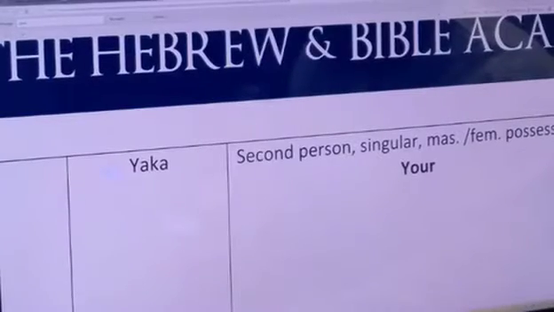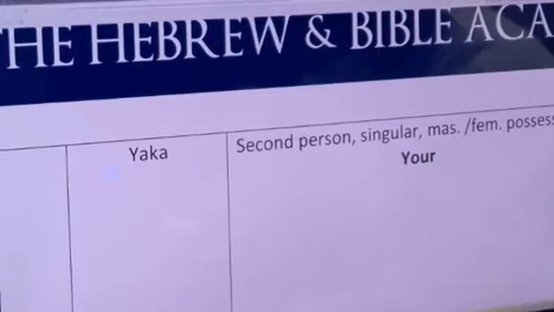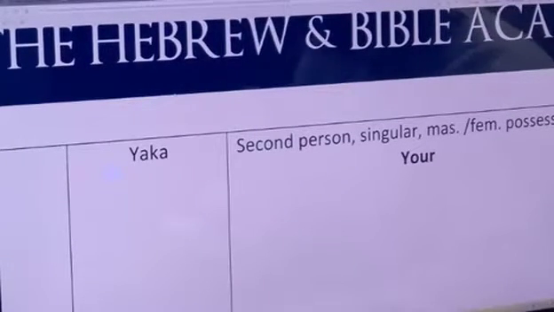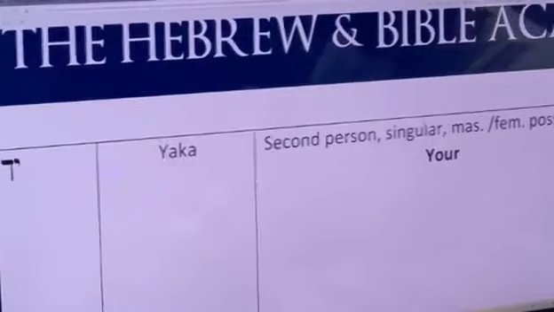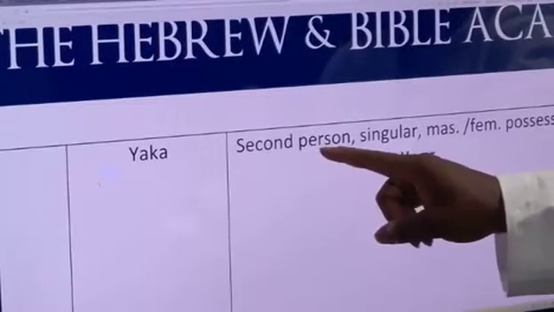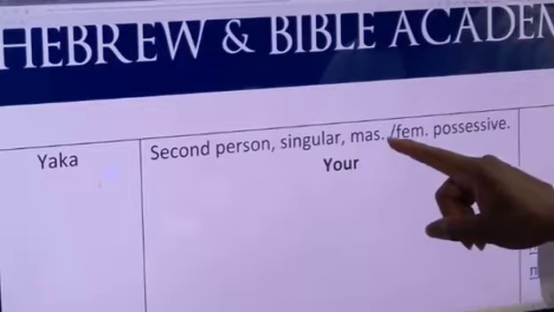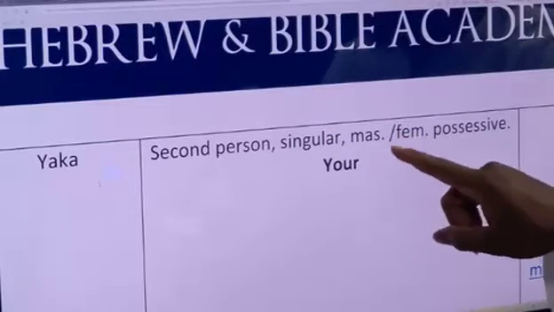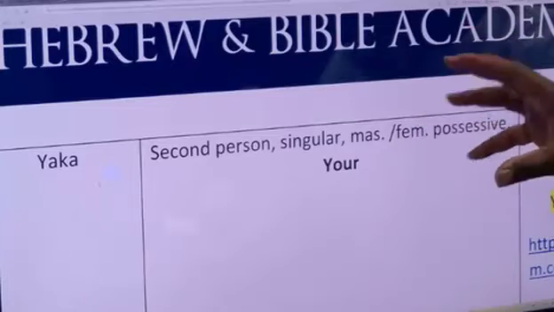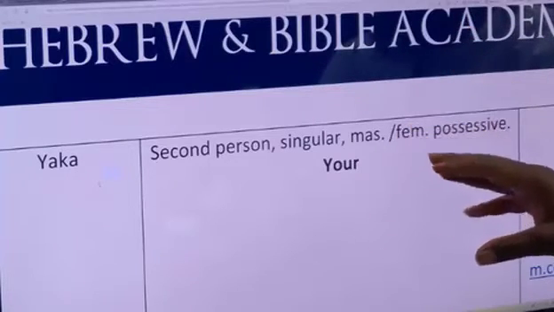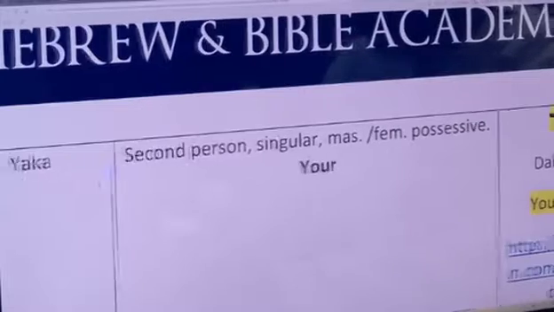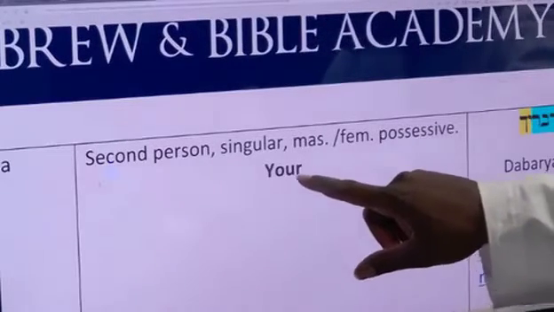What I'll do for next week is bring a source, a book that actually contains what is basically just an abbreviation for person, gender, and number. In this case, the person, or P, is second person point of view. The number is singular, and the gender is both masculine and feminine. So this suffix can be used for both masculine as well as feminine. And this is of course a possessive pronoun. That's what yaka means: your.